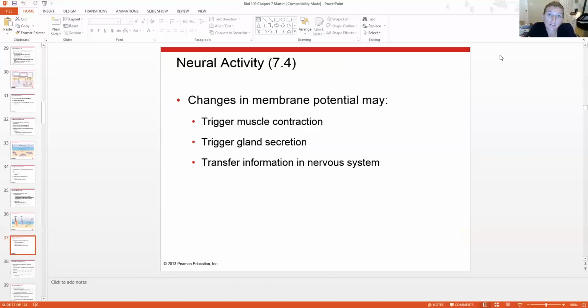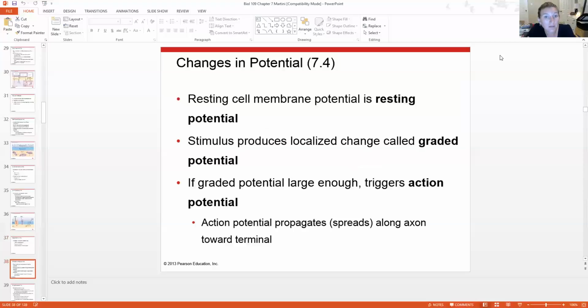So changes in this membrane potential can trigger a muscle contraction, as we saw in the last chapter. It can trigger a gland secretion. It can also transfer information in the nervous system, and that is what we're concerned about in this chapter. So let's talk about the resting membrane potential. The potential of a cell at rest is called the resting membrane potential. Once a stimulus arrives, there's a small change, which is called a graded potential. If the graded potential is large enough, then an action potential is going to be triggered, and this is what's propagated or communicated down the axon to another neuron or to an interneuron or to a motor neuron, etc.